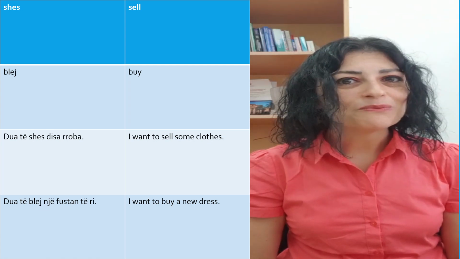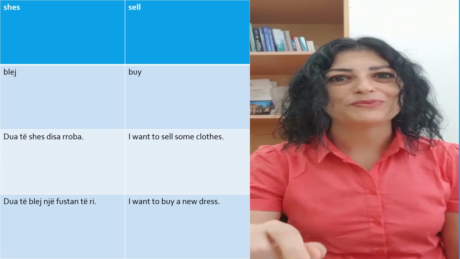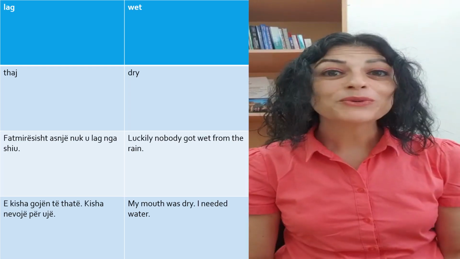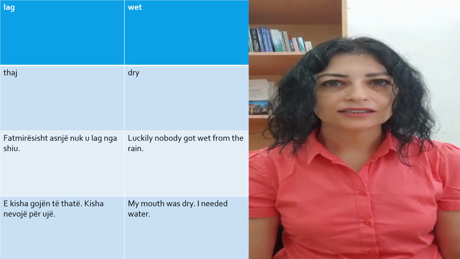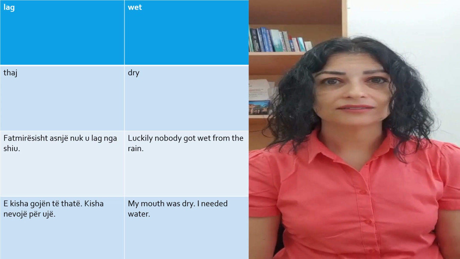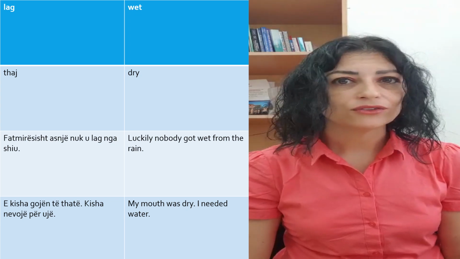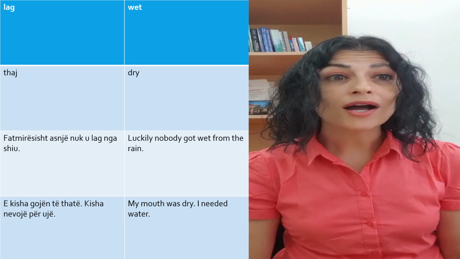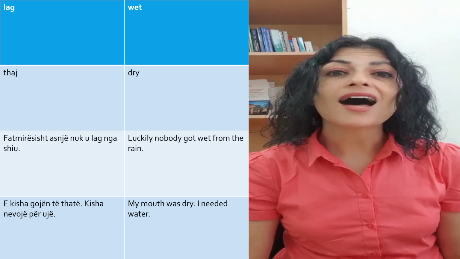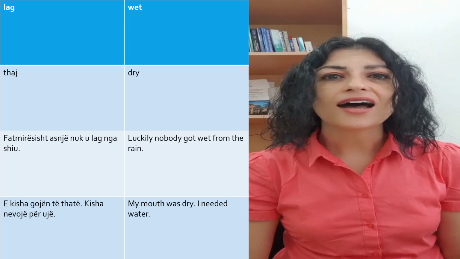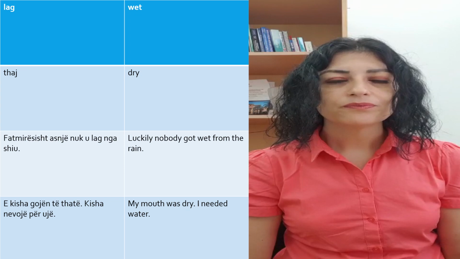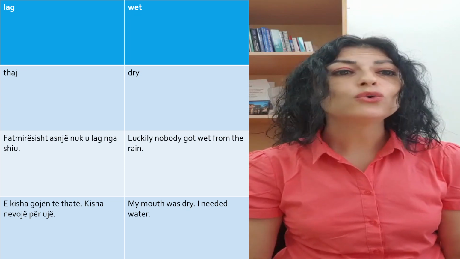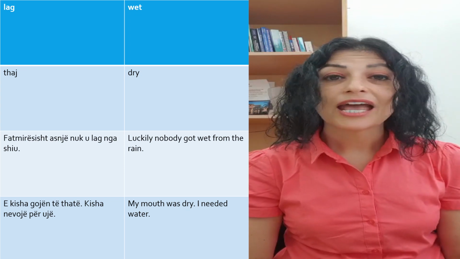Let's see some more verbs. Alright, so here we have two more verbs. The first one is lag. Lag, wet. And the other one is the opposite, thaj. Thaj, dry. For example, fatmirësisht asnjë nuk u lag nga shiu.